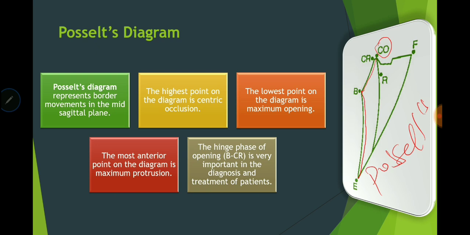So from B to CR, or from CR to B, when you move from CR, remember CR is the most superior anterior position of the condyle. When the mandible is moving from CR, it moves inferiorly first. This is called the hinge phase of opening, also called rotation. Rotation opening is equal to hinge. Rotation and hinge are the same.